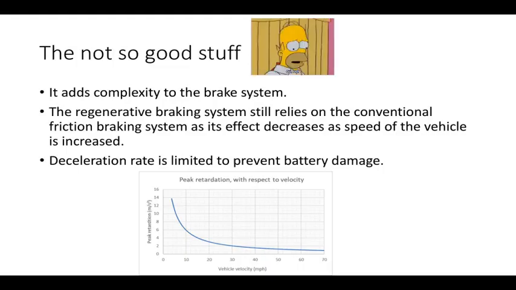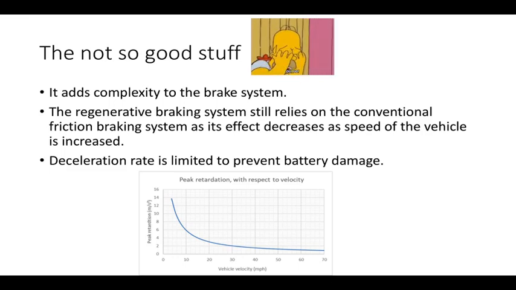So now, on to the disadvantages, the not so good stuff. So firstly, it adds complexity to the brake system. With two braking systems comes more moving parts, which means that there are more parts which can fail. In addition, the regenerative braking system still relies on the conventional friction braking system, as its braking effect decreases as the speed of the vehicle is increased.